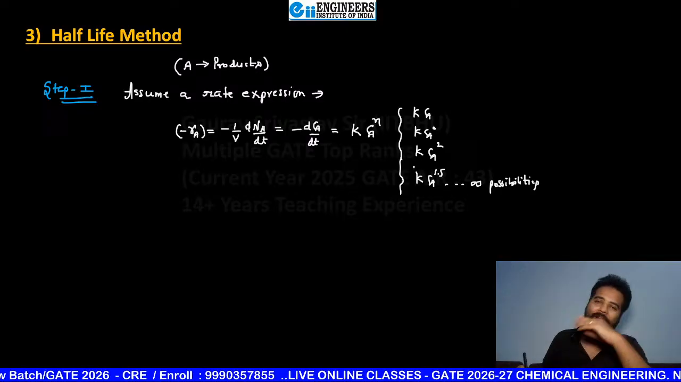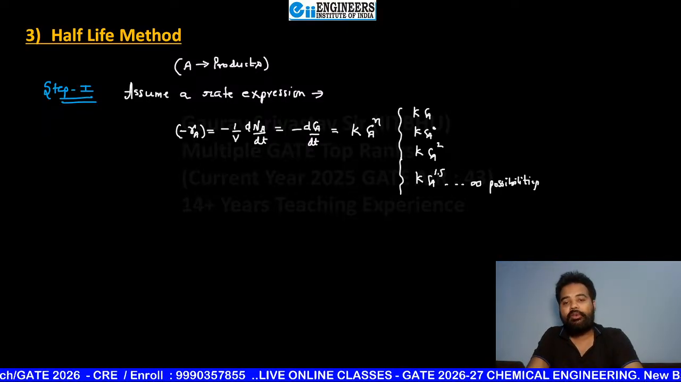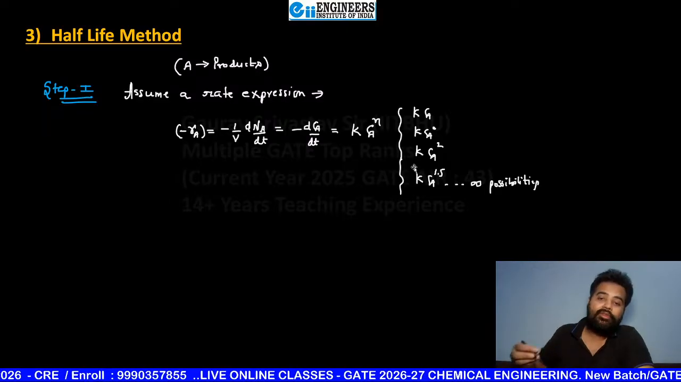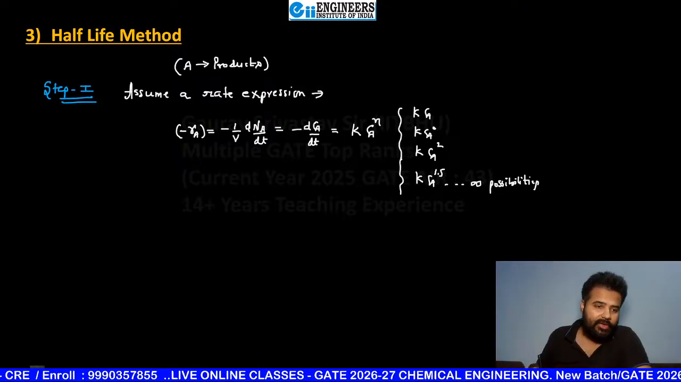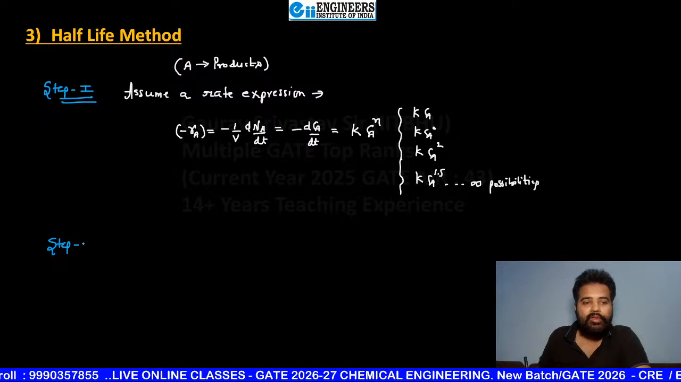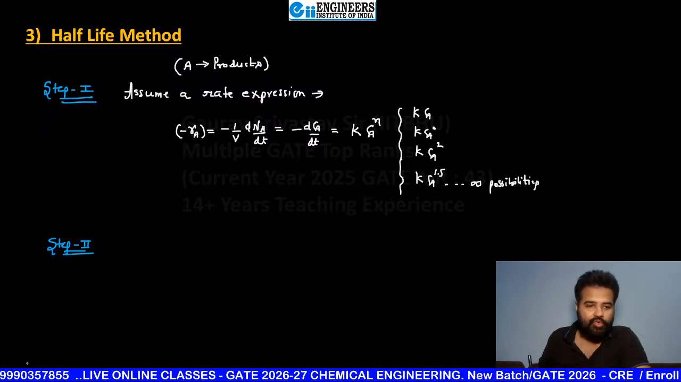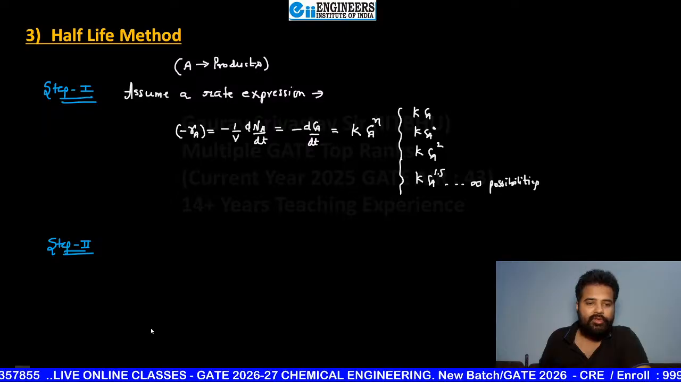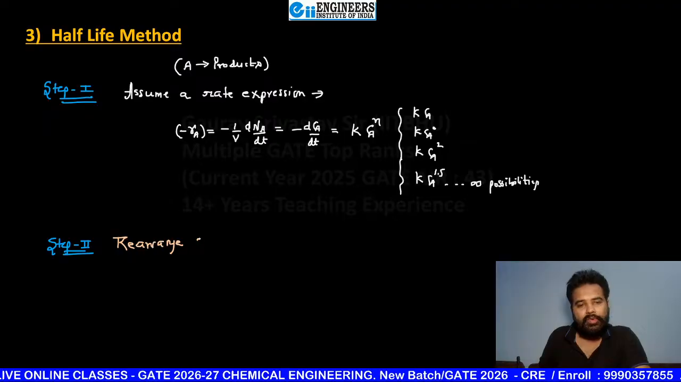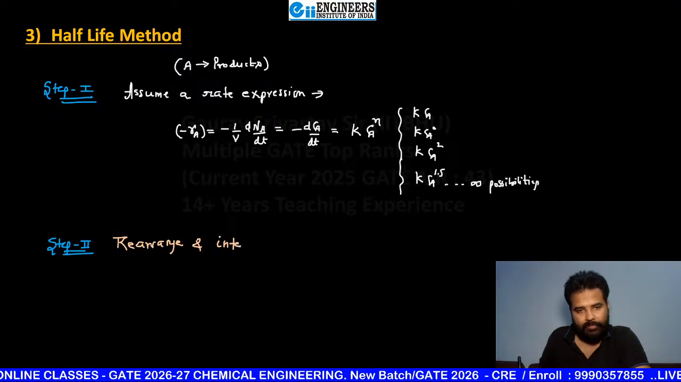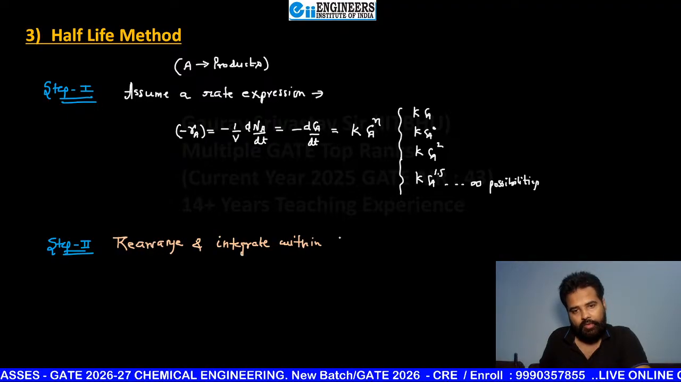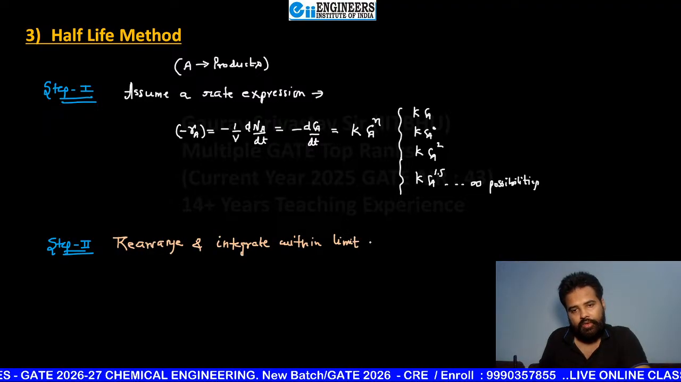So you are just assuming something like kCA raised to power n. Suppose you assume an nth order reaction. Now you have to find what is the value of this n. Now in step number 2, rearrange and integrate within limit.